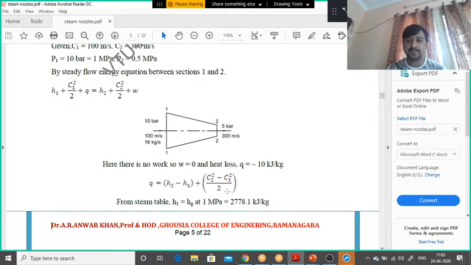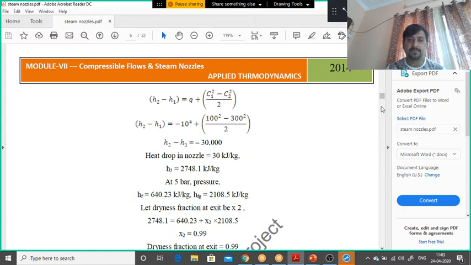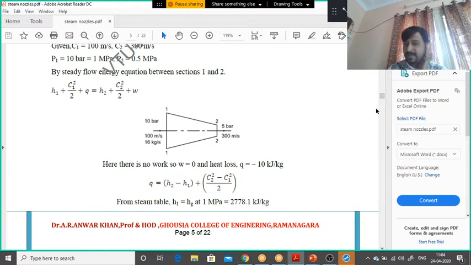From the steam tables you have to check. Does anybody have the steam table with you? If you have, please check this one. H1, what is the pressure? Sorry, enthalpy, you check Hg, steam in gaseous form. H2 minus H1 plus C2 square minus C1 square by 2. So H1 equals Hg at 1 megapascal, 2778.1 kilojoules per kg.